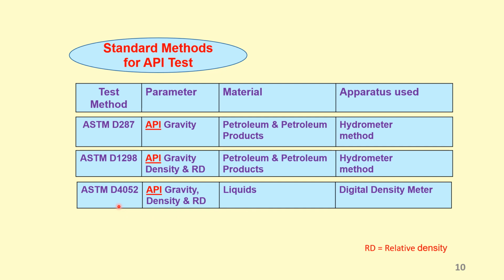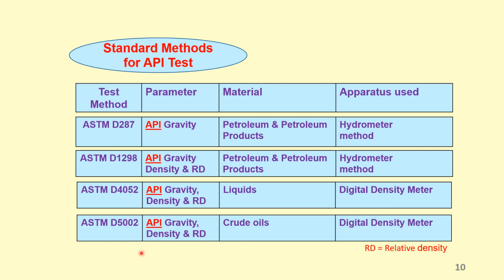Third one is ASTM D4052. This can be used for API gravity, density, and RD, and it can be used for many liquids. The equipment is a digital density meter, a semi-automatic method. The fourth one is ASTM D5002. This can also be used for API gravity, density, and RD for crude oils, and this also uses a digital density meter.